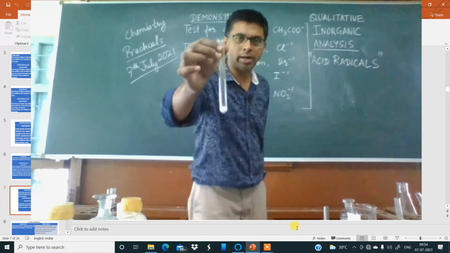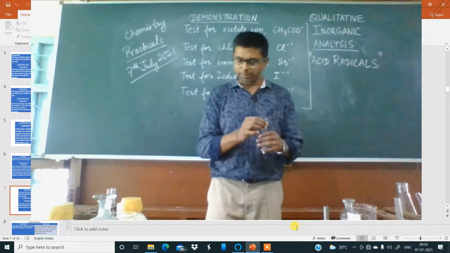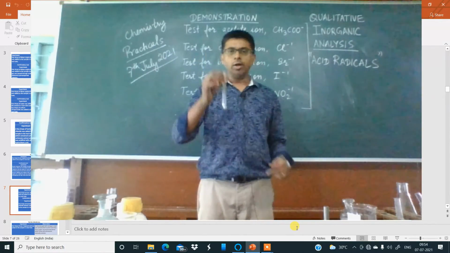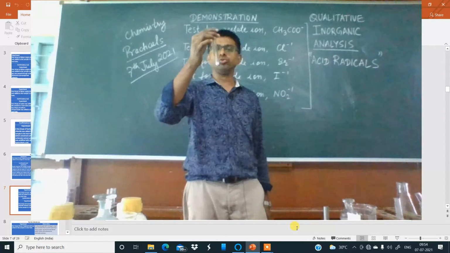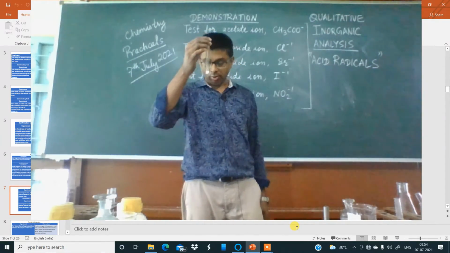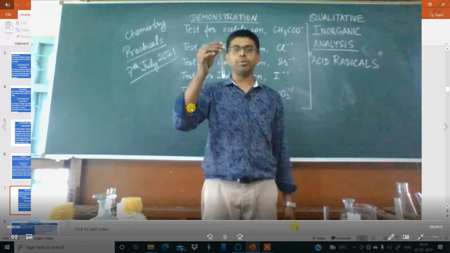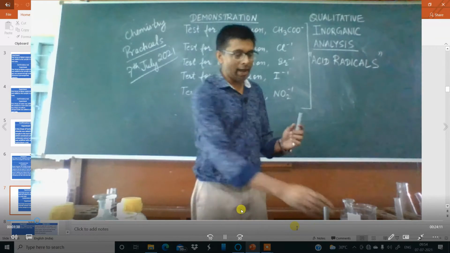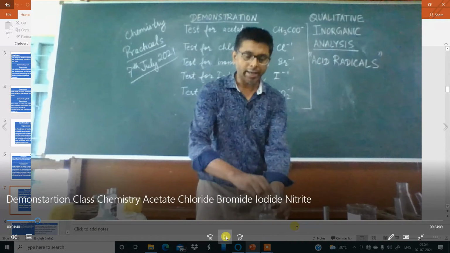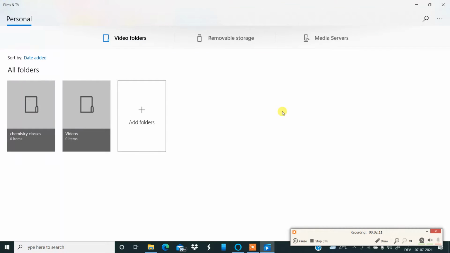So to this sample of lead acetate, the required reagent was added, and the color observation was shown by me. So you can see over there. I'll just pause this for a while. Just a second.